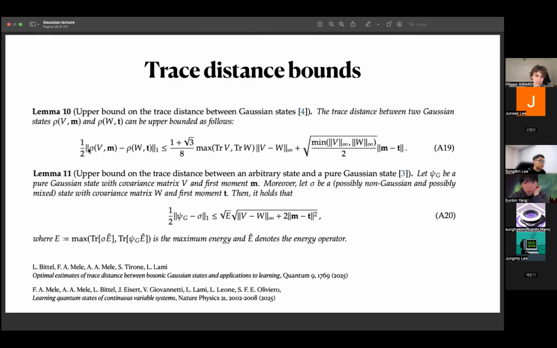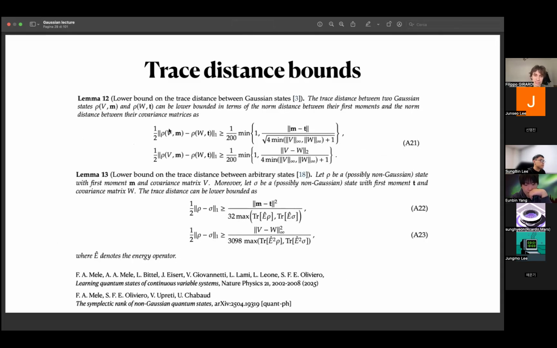Then trace distance bounds. The trace distance between two Gaussian states for which you know the exact mean and covariance can be upper bounded in terms of the distance between the covariance matrices and the mean vectors. And similarly, if you have an arbitrary state, sigma, which does not need to be Gaussian, and a pure Gaussian state, then you can provide another upper bound. You can also provide lower bounds, either in the case of Gaussian states where the mean or the covariance are exactly known, or, sorry, for arbitrary states which do not need to be Gaussian and for which the mean and the covariance are different.